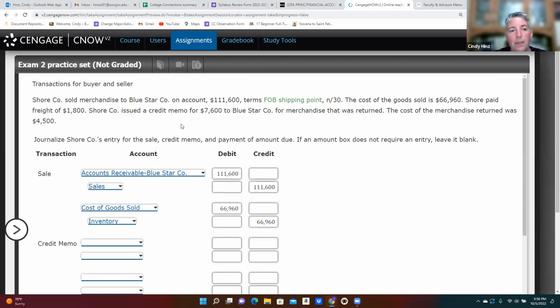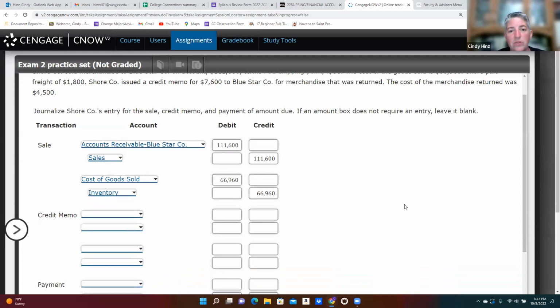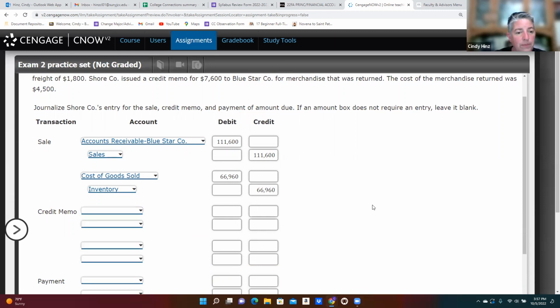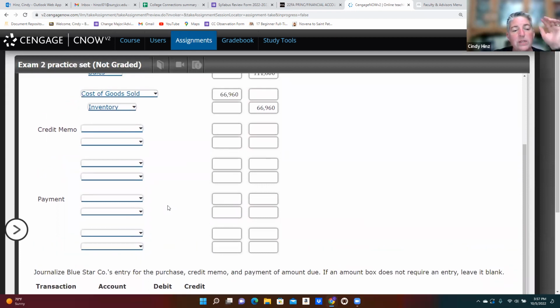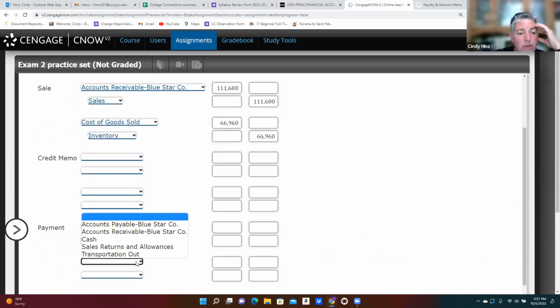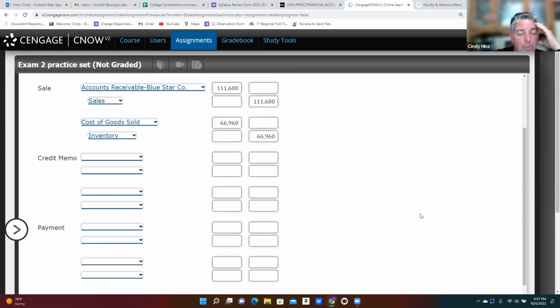Then Shore Company issued a credit memo for $7,600 to Blue Star. And I'm just looking to see if they had a separate line for the freight charges.